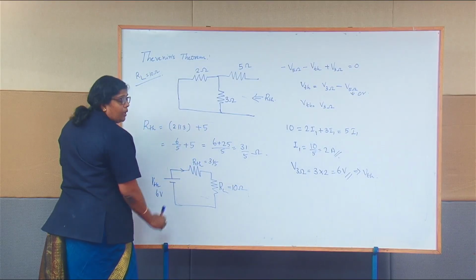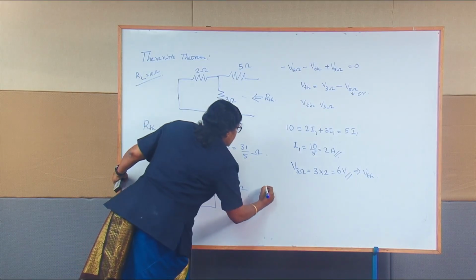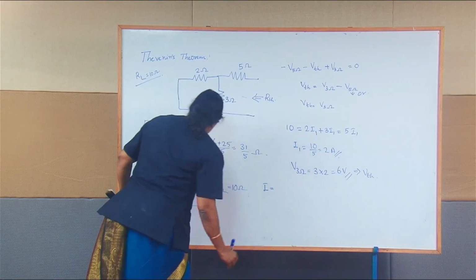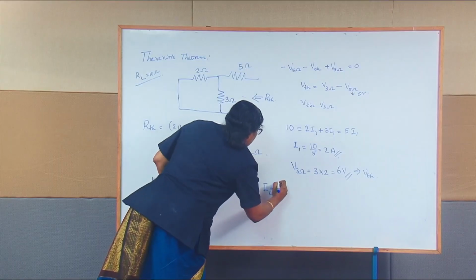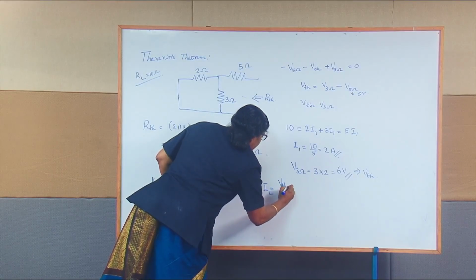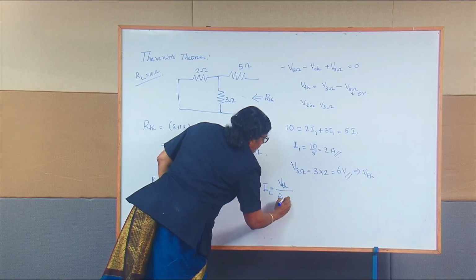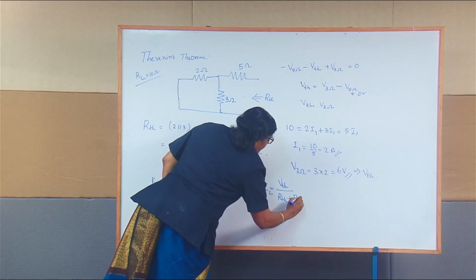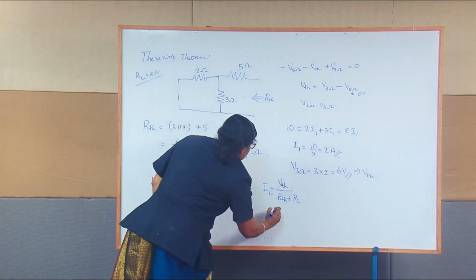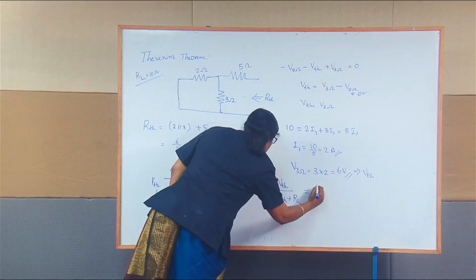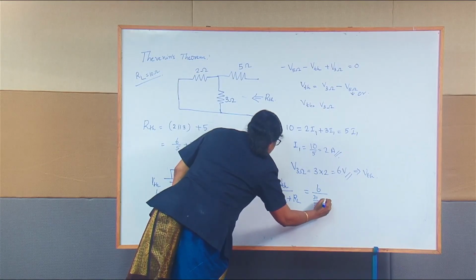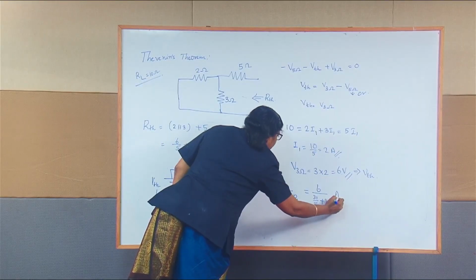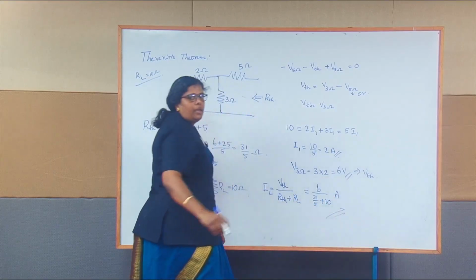Now to find the load current IL, you can say I is equal to V by R. So the load current IL is equal to the total voltage V Thevenin divided by R Thevenin plus RL. So you can write it as 6 divided by 31 by 5 plus 10 ohm, amperes. That is the load current of your circuit.